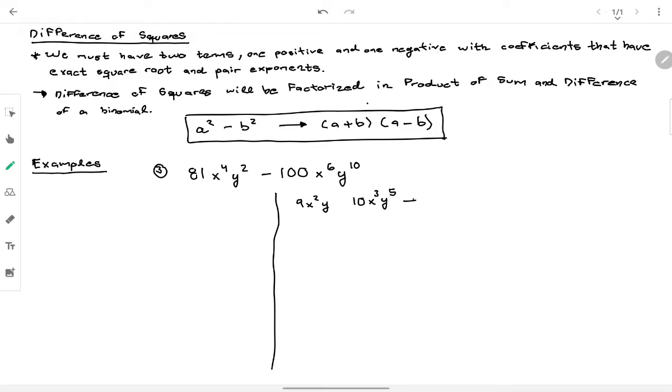So in this case, both of them have a square root, so I will put it like 9x squared y plus 10x cubed y to the 5, that multiplies 9x squared y. Remember, the one that is positive stays positive. The one that is negative is going to be positive on the first one, negative on the second one.